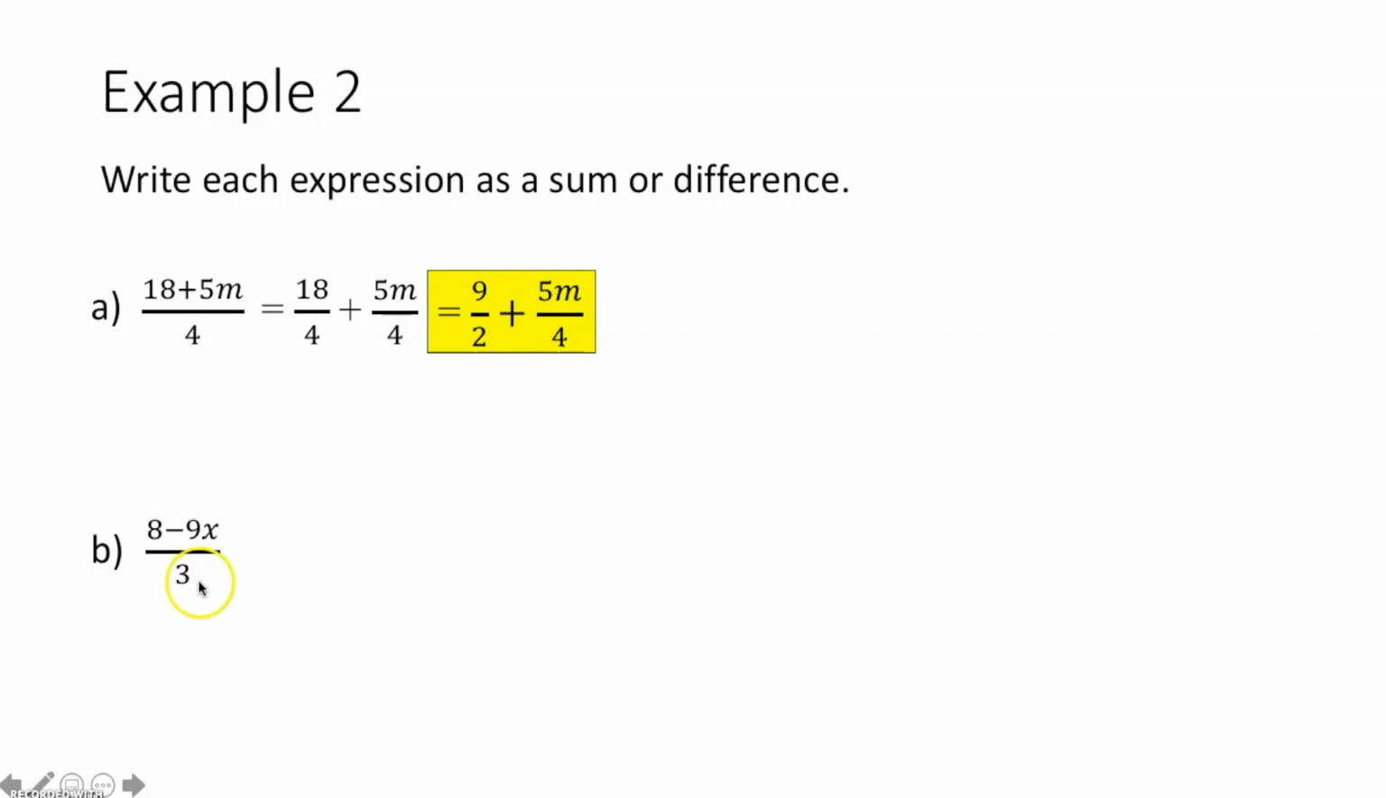Part B, again, these are pretty easy. You're going to take this 3 that is in our denominator, and we're going to put it under each term in the numerator. So it's going to be 8 over 3 minus 9x over 3. The 8 over 3 does not simplify, but this 9x over 3, we can simplify. The 3 divides into the 9 3 times, so we end up getting 8 over 3 minus 3x.